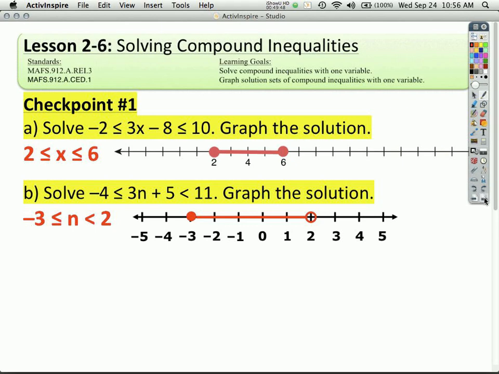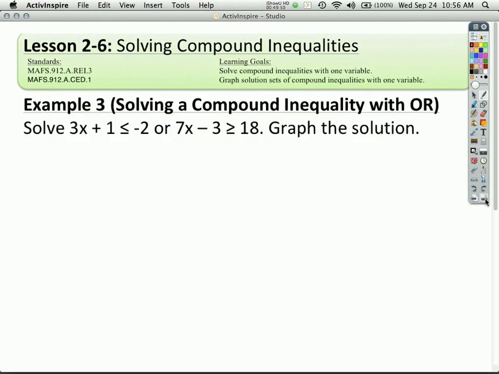Any comments or questions? So let's now look at what a compound inequality with the word or looks like and how we solve it and graph it. So we have the compound inequality, 3x plus 1 is less than or equal to -2, or 7x minus 3 is greater than or equal to 18. That is one whole inequality. It's a compound inequality.